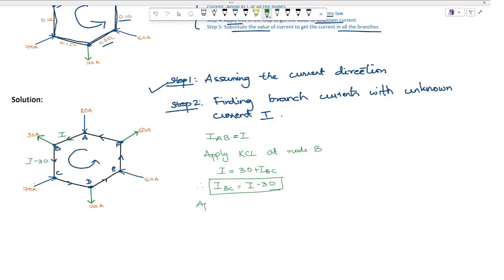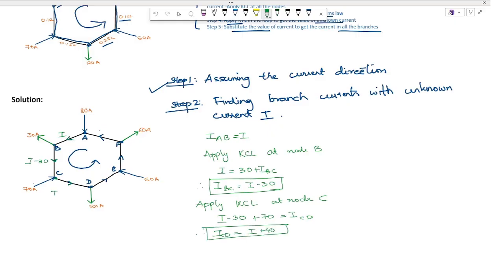Similarly, if I apply KCL at node C, the sum of incoming currents, that is IBC, which is I minus 30, and the incoming current of 70 amperes will be added to it. That will be equal to the current ICD. 30 plus 70 is equal to ICD. Therefore I can write ICD is equal to I plus 40 amperes.